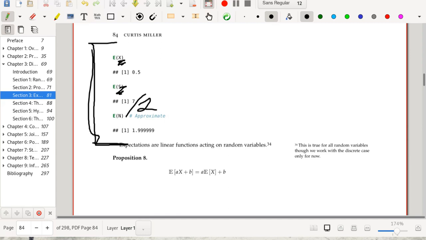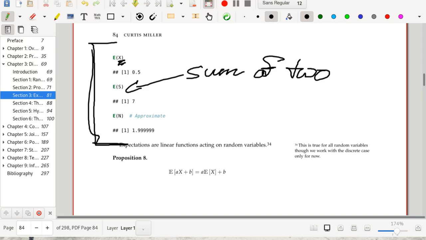If we were actually talking about the same S, but this is a different S. This is a sum of two dice. Two independent dice, by the way. Not just any two dice. Although I don't know how you make two non-independent dice. That would be really hard. N is, though, what we're talking about. And notice that the answer is approximate.